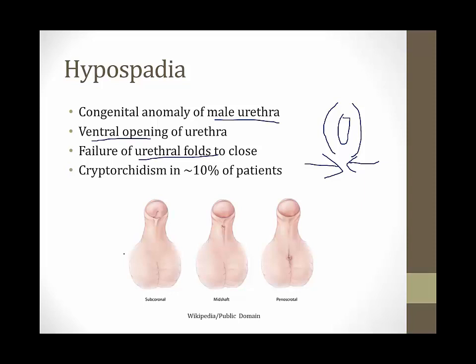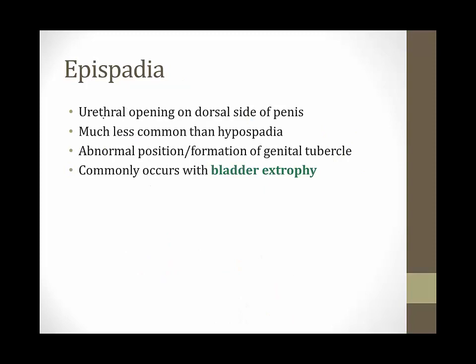And in about 10% of cases, when a male child is born with hypospadia, there is also cryptorchidism, which is failure of the testes to descend normally into the scrotum. In contrast, an epispadia is a urethral opening on the dorsal side of the penis. This is much less common than a hypospadia. Remember, those urogenital folds have to come together kind of like a zipper, and it's very easy for a little gap to remain and cause a hypospadia.